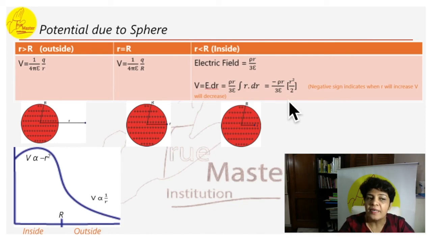Why is it negative? The negative sign indicates that when R increases, the potential V decreases. Due to this negative sign, the shape of this part of the graph is also bulging. So potential is directly proportional to R square here, and the negative sign indicates that when R increases, potential V decreases. And here, similar to the shell, when the test charge is placed outside, the potential is inversely proportional to R. So that's coming from this element.